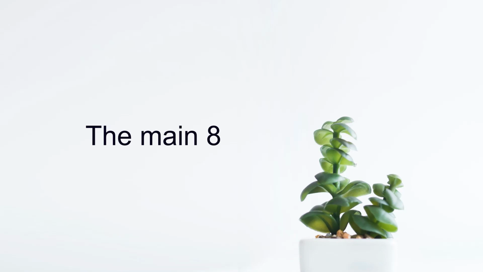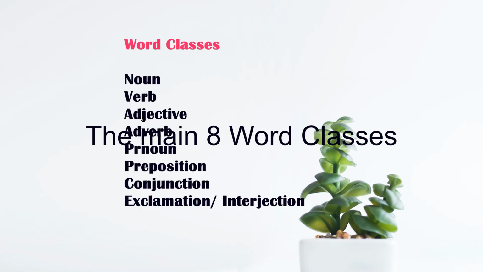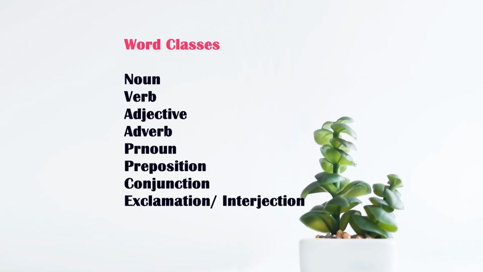The main word classes in English language are noun, verb, adjective, adverb, pronoun, preposition, conjunction, exclamation, or interjection. So first, let's talk about the first word class, which is named as noun. We all know the meaning of a noun.